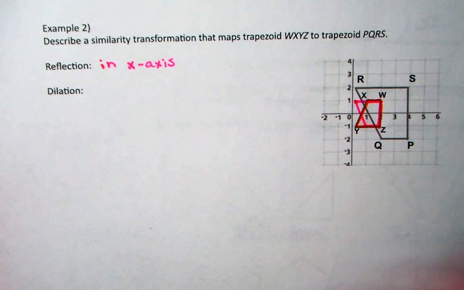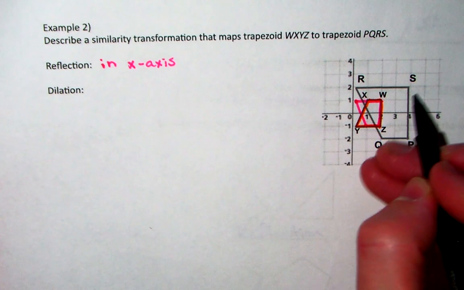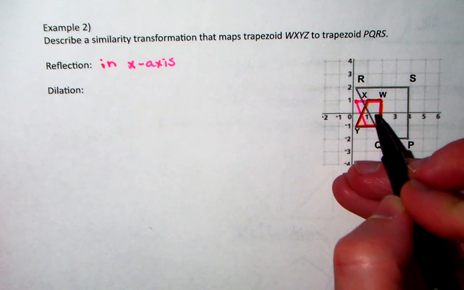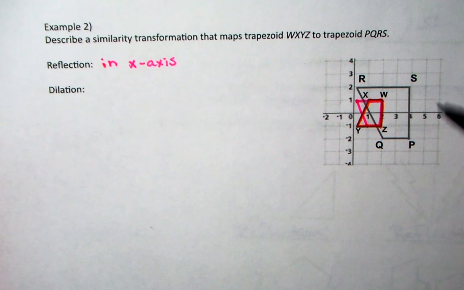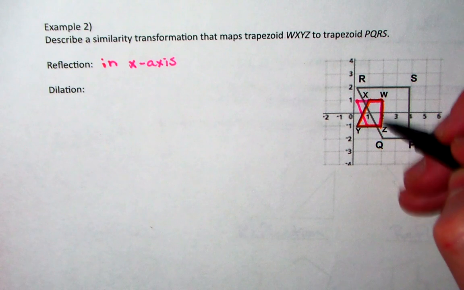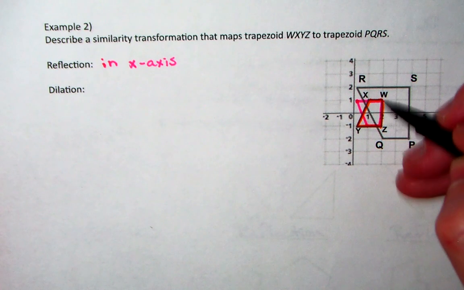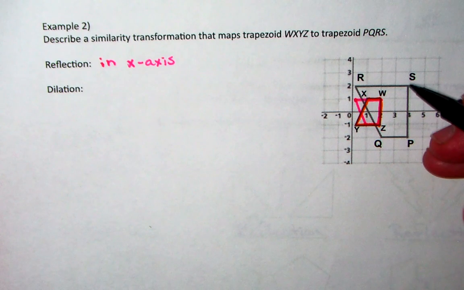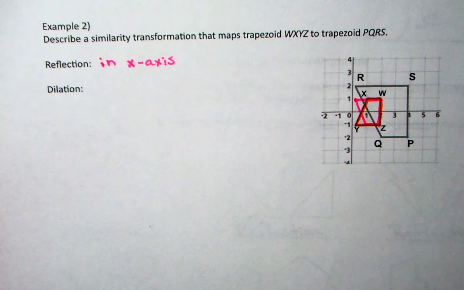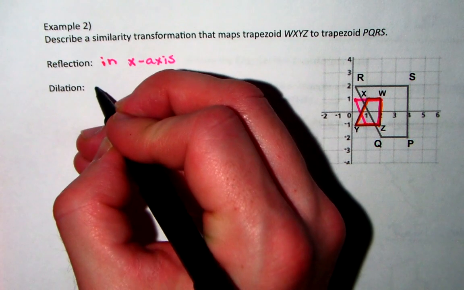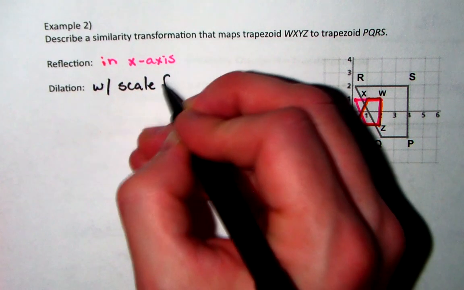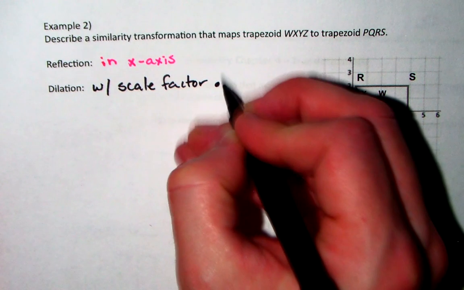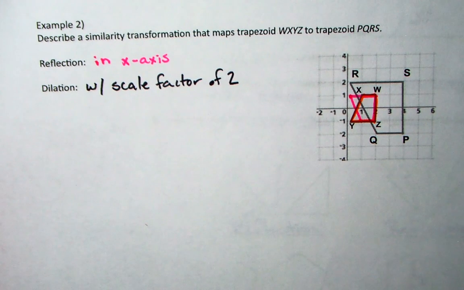Now we need to figure out how much it dilates to be that final size. So what do we want to look at? It's not a very good diagram. I guess WZ, if we look at that side, looks like it's 2 units tall. And SP is 1, 2, 3, 4 units tall. So this is a dilation with a scale factor of 2. So it just became twice as large. And that is it for notes.